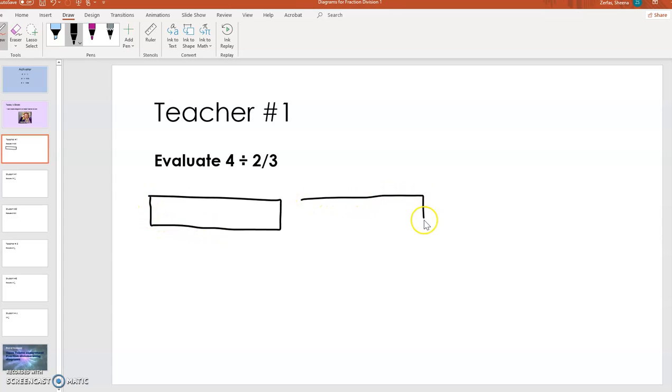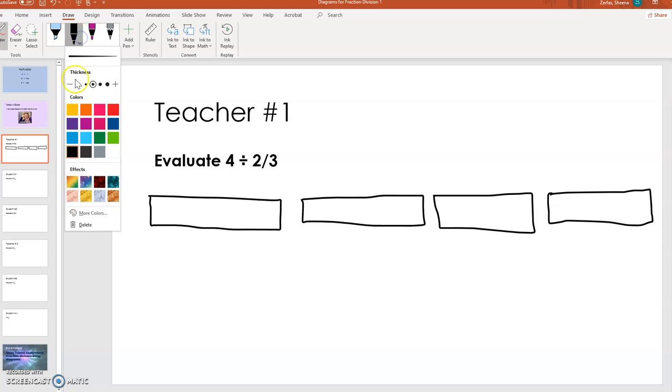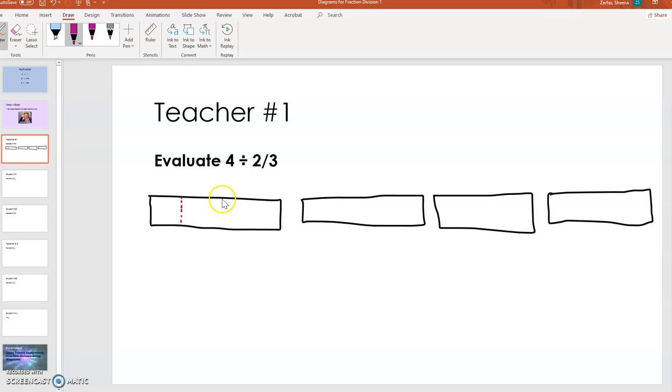You want to make sure you give yourself space because you are going to be dividing these up into smaller sections. For this one, our denominator is 3, so you don't need to get super big, but give yourself enough space. That is the 4, and now we want to divide that into 2/3. When we're dividing into 2/3, I'm going to need to divide each of my wholes into 3 groups. So I'm going to use a dashed line to represent that each part of these now represents 1/3.